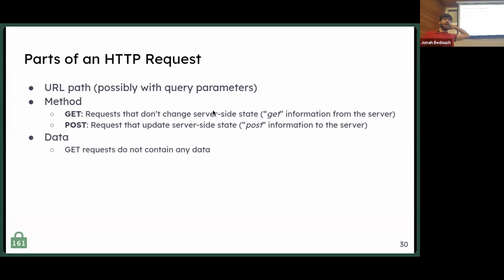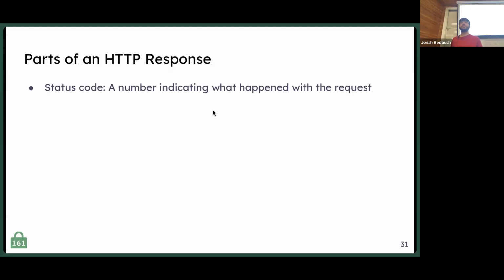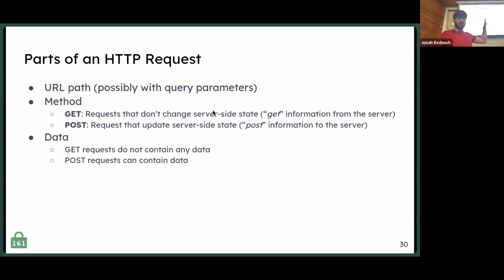GET requests should not have any data in them. POST requests can have data in them. So other parts that are included are status codes. Or sorry, this was parts of a request, which are URL path, a method, and data.